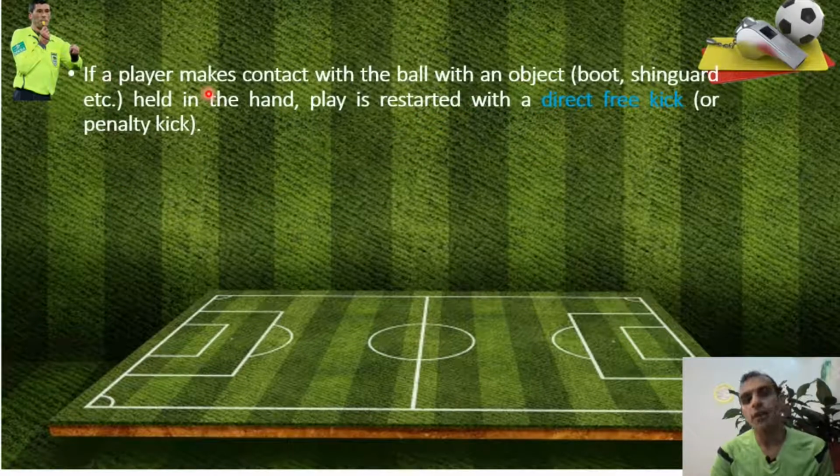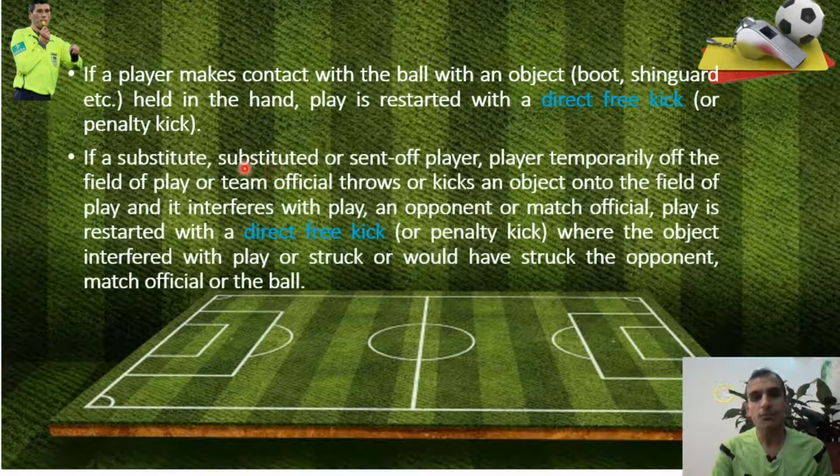If a player makes contact with the ball with an object, for example boot, shin guard, etc., held in the hand, play is restarted with a direct free kick or penalty kick. And if a substitute, substituted or sent off player, temporarily off the field of play or team official throws or kicks an object onto the field of play and it interferes with play, an opponent or match official, play is restarted with a direct free kick or penalty kick where the object interfered with play or struck or would have struck the opponent, match official or the ball.